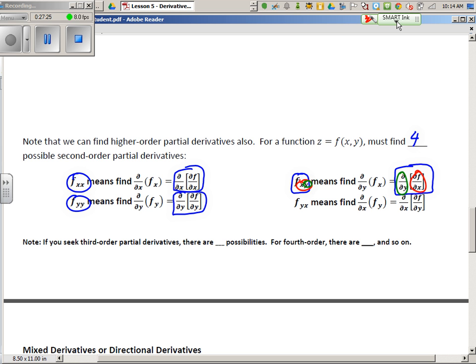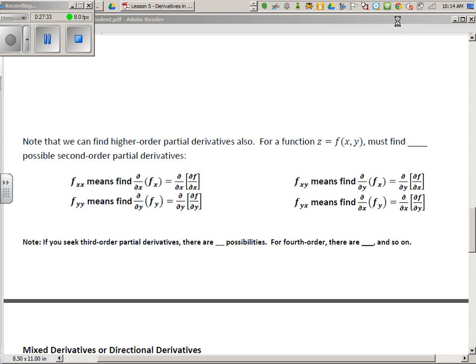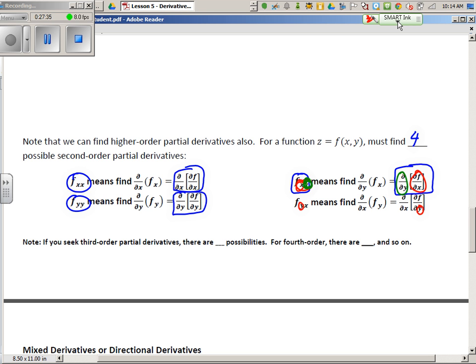So probably should have circled x and y in red and green there, okay? And the last possibility is the fourth case, where you take the derivative first with respect to y, that's on the inside, then with respect to x. So you read it left to right, and you do it in that order.